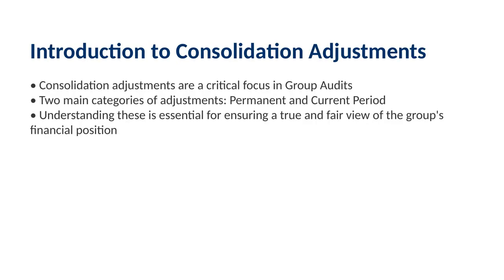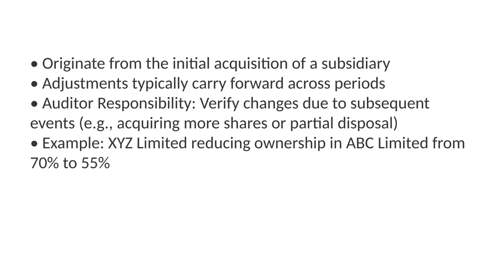Now, let's dive into the critical area of group audits, specifically focusing on consolidation adjustments. When you're auditing a group, you'll encounter two main types of adjustments: permanent and current period adjustments. First, let's talk about permanent consolidation adjustments.